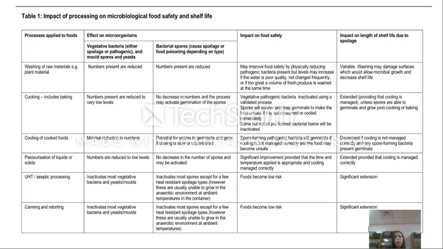Passing to the cooking, including baking. Here, definitely the cooking will reduce the number of germinated vegetative bacteria. However, there is no effect on spores because the cooking temperature is not very high. It's not like the sterilization temperature. So it doesn't have any effect on the spores, and it will not activate the germination of spores. Impact on food safety: definitely from a perspective of pathogenic bacteria, it will reduce the numbers, so more food safety. However, as long as it's not affecting the spores, the effect is also variable. From a shelf life point of view, it will be extended unless the spores are able to germinate. So in this case, it will not extend the shelf life that much.